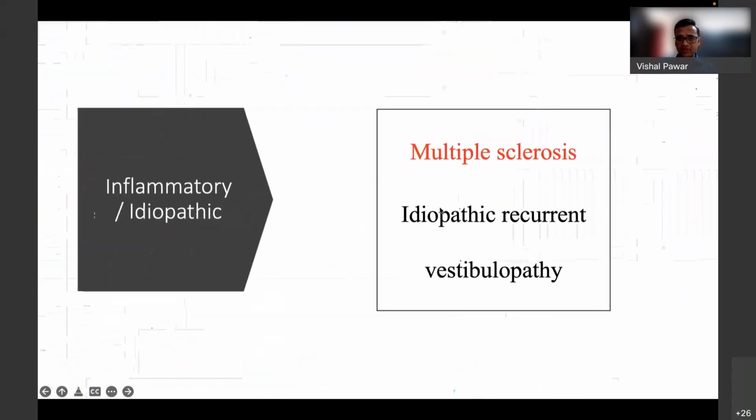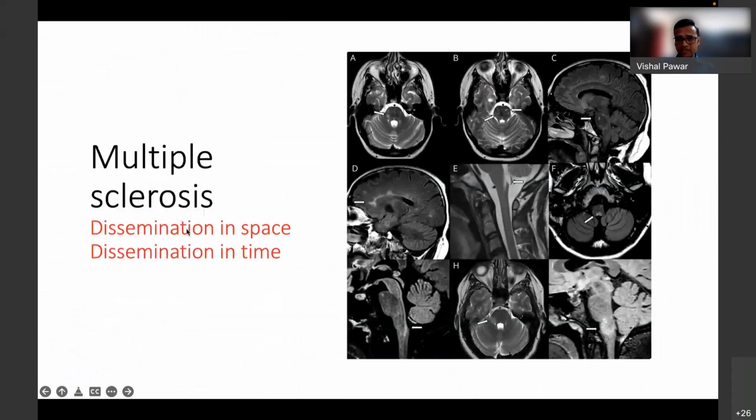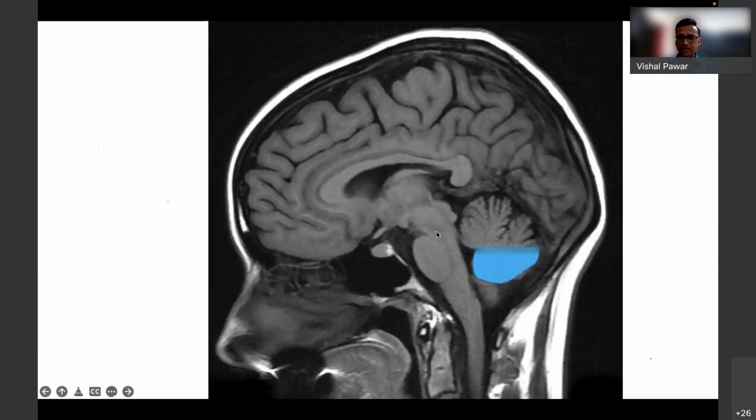Coming to inflammatory idiopathic etiology, multiple sclerosis is a very important cause, in which there is dissemination in space and time of the plaques, which can involve different areas. There are four areas: juxtacortical, periventricular, brainstem, and spinal. These four areas can get involved at different times. And the cerebellum, these are the various structures which can get involved in MS.